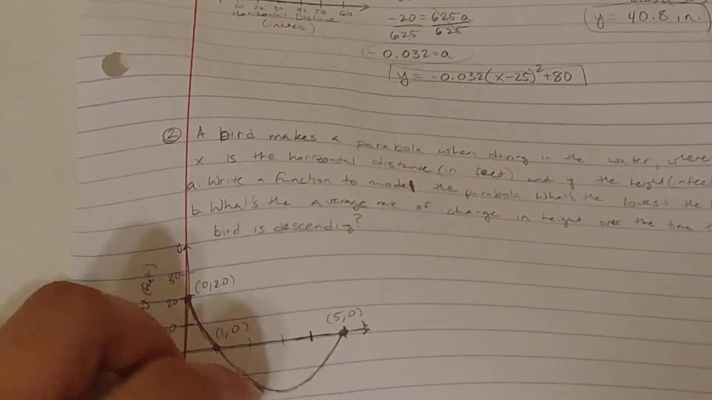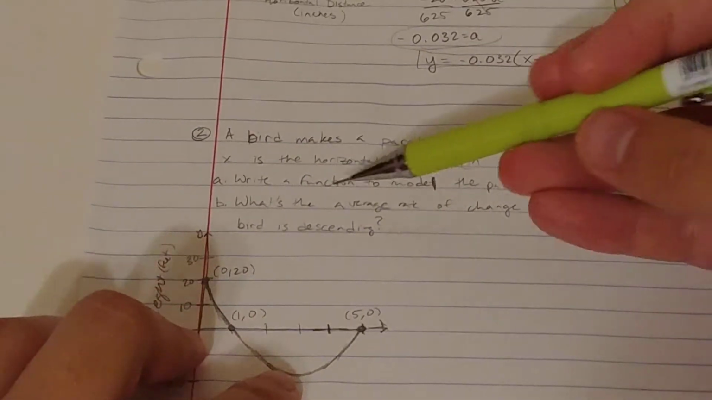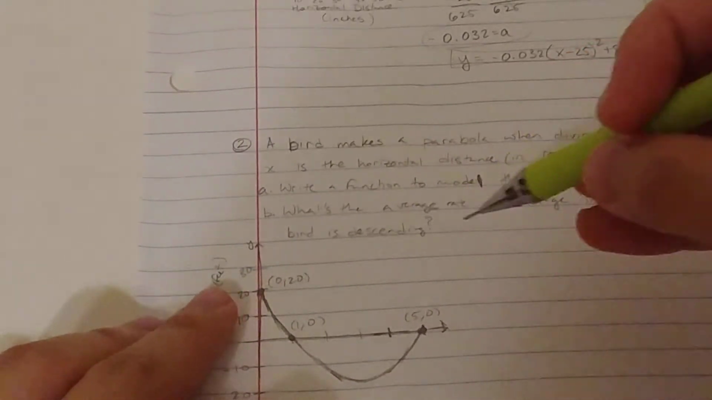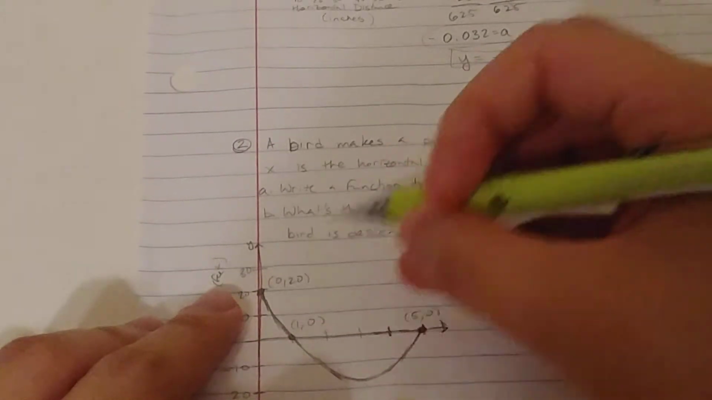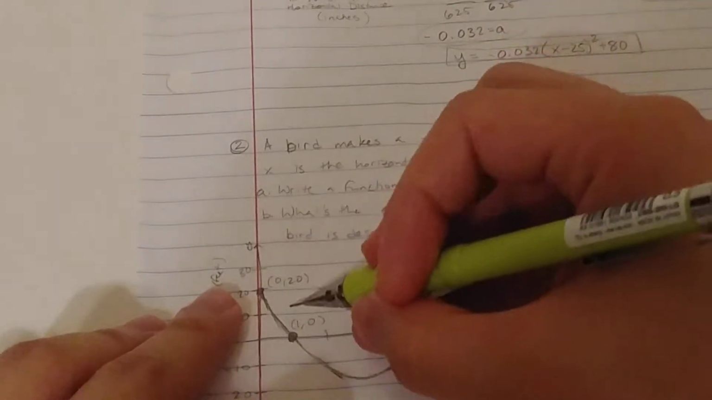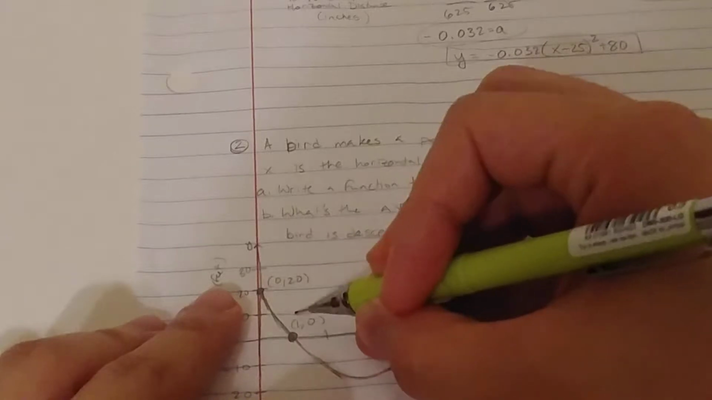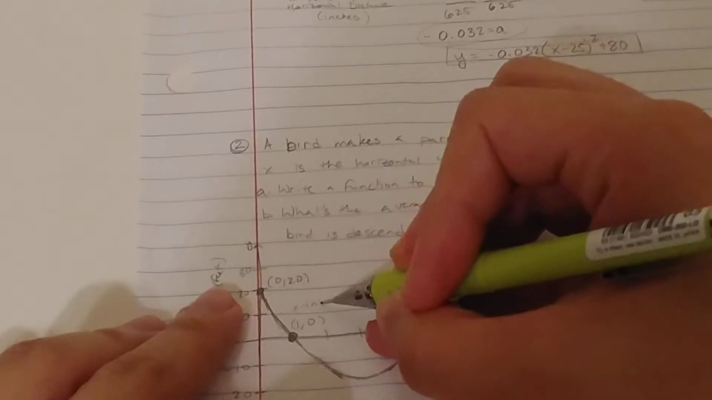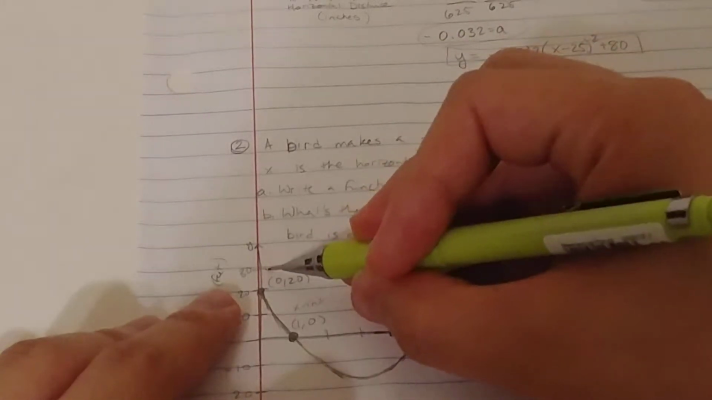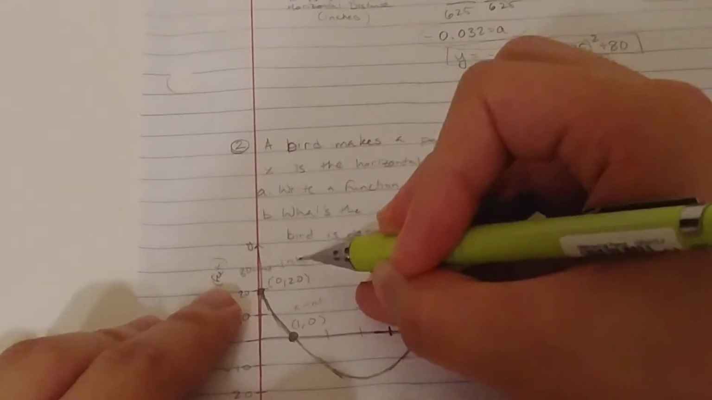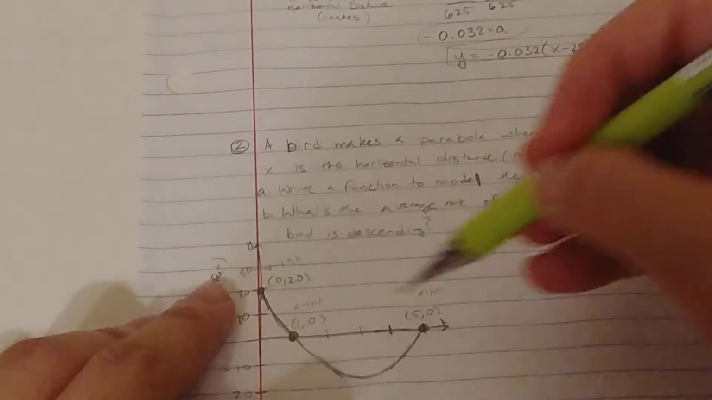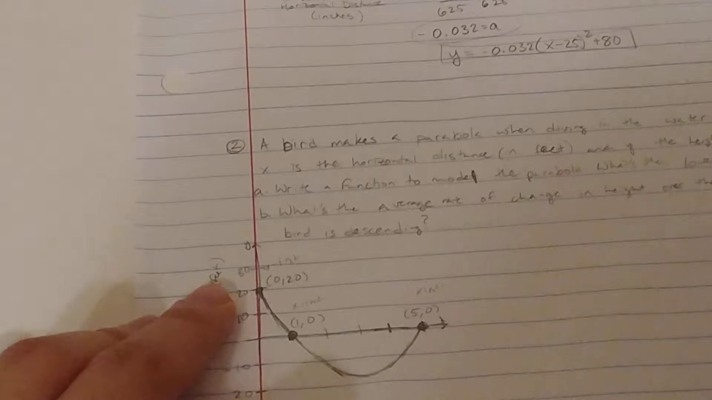So the bird is going down. Here we're not given the vertex this time. We're given two x-intercepts. Okay, so we're given an x-intercept and an x-intercept, and we're given the y-intercept again. So we're given a point, the y-intercept, and two x-intercepts.